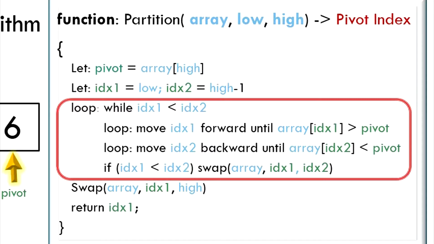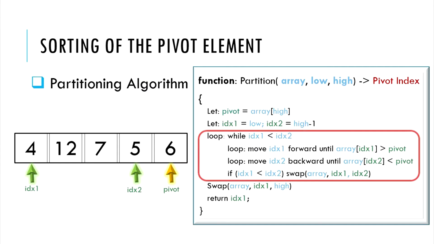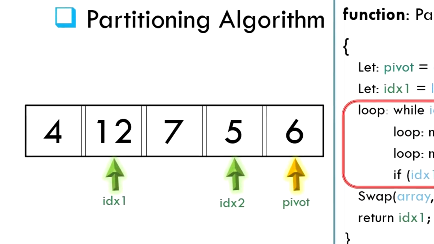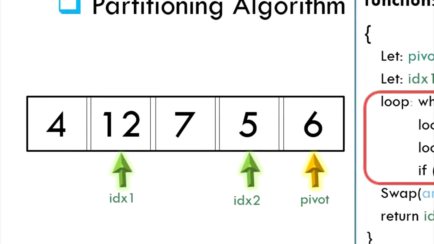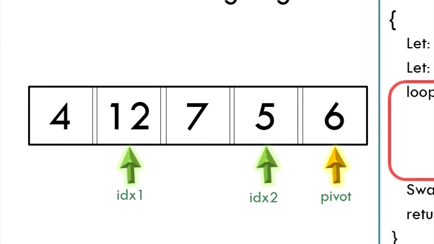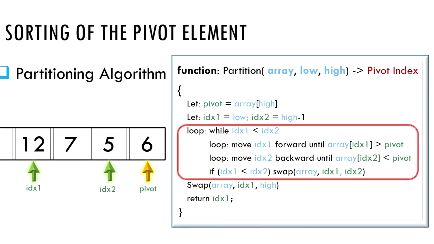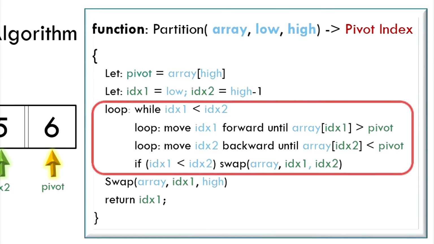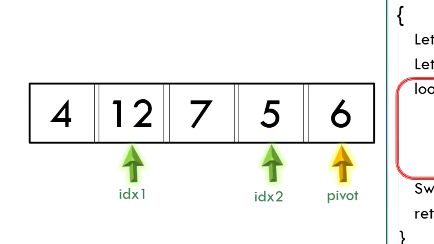Here the outer while loop continues until index 1 is less than index 2. In the inner loop, we first move index 1 forward till the element at index 1 is greater than our pivot. Here 12, which is the second element in the subarray, is greater than the pivot 6. So index 1 is set to this point. Then we move index 2 backwards until element at index 2 is smaller than our pivot. Here, we don't need to move index 2 backwards as 5 is already smaller than 6.